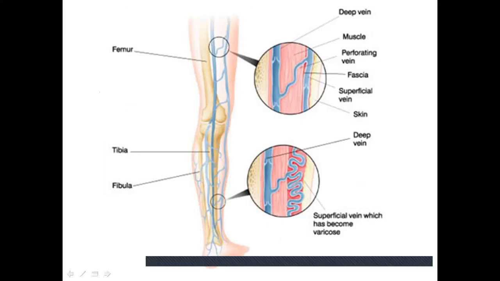The deep veins down below here, superficial veins above, and a perforator which will allow blood to pass from the superficial system into the deep system. But if the perforator valve is open, then you can get a varicose vein here. It enlarges, becomes wider and longer, and you get these tortuous veins on the surface of the body.